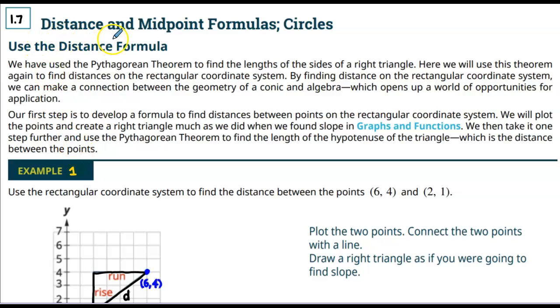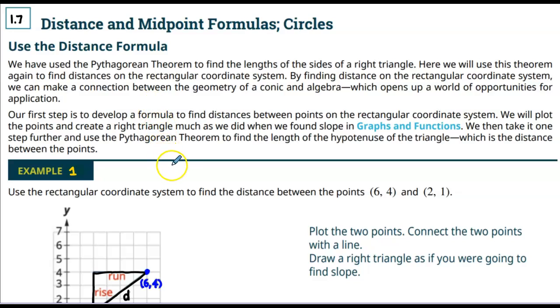Section 1.7, Distance and Midpoint Formulas in Circles. Using the distance formula, we have used the Pythagorean theorem to find the lengths of the sides of a right triangle. Here we will use this theorem again to find the distances on the rectangular coordinate system. By finding distance on the rectangular coordinate system, we can make a connection between the geometry of a conic and algebra, which opens up a world of opportunities for application.